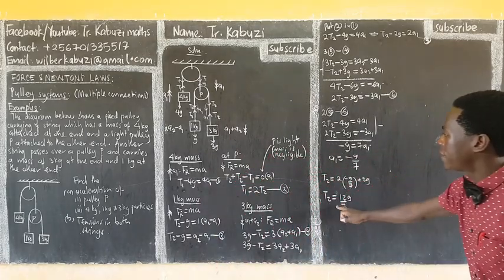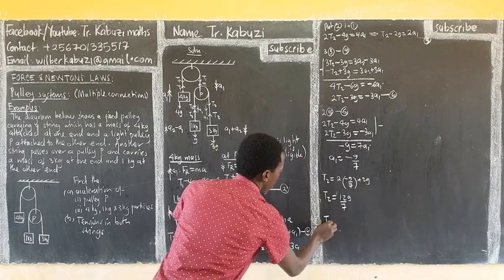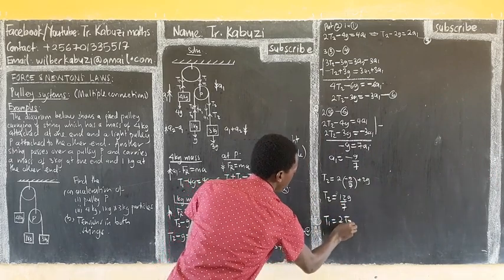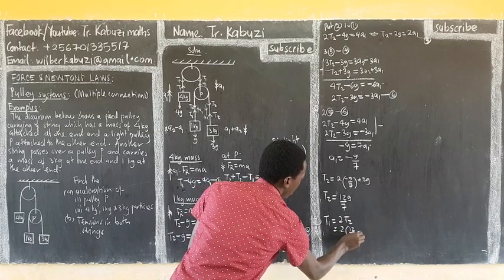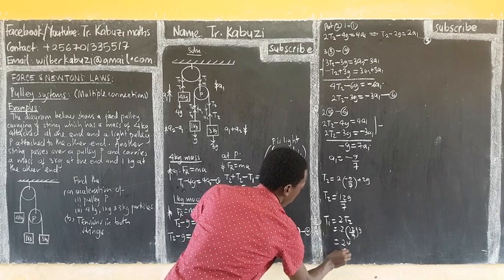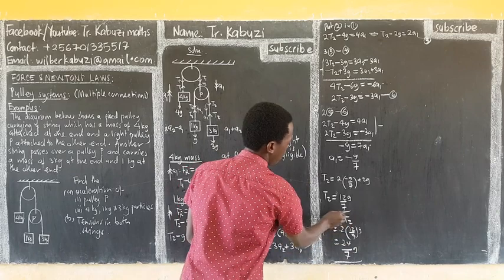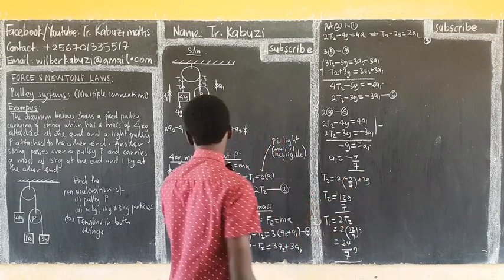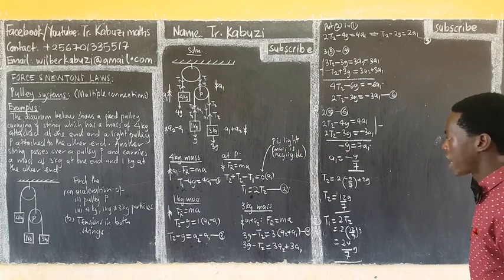Okay, if we have T2, we can get T1. So our T1, remember, is 2T2, which will be 2 into 12 over 7b, which will be 24 over 7b. So we have got this. What are we missing? We are missing the acceleration, A2. Where can we get A2?